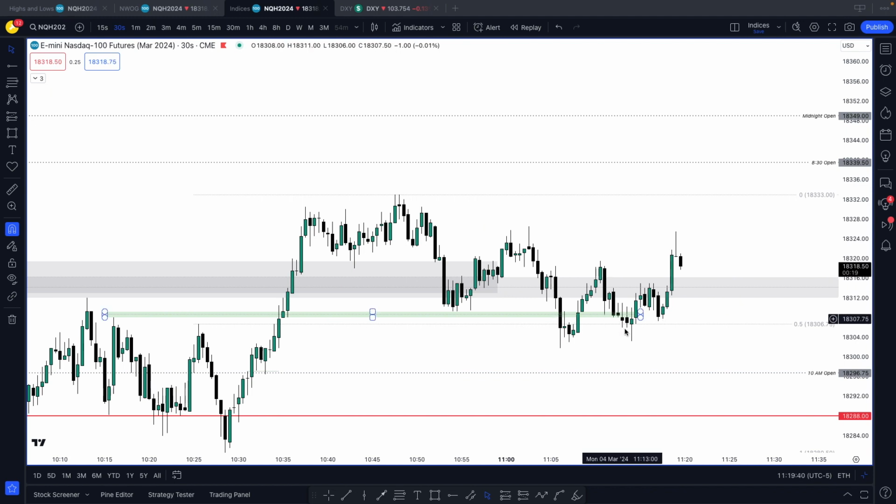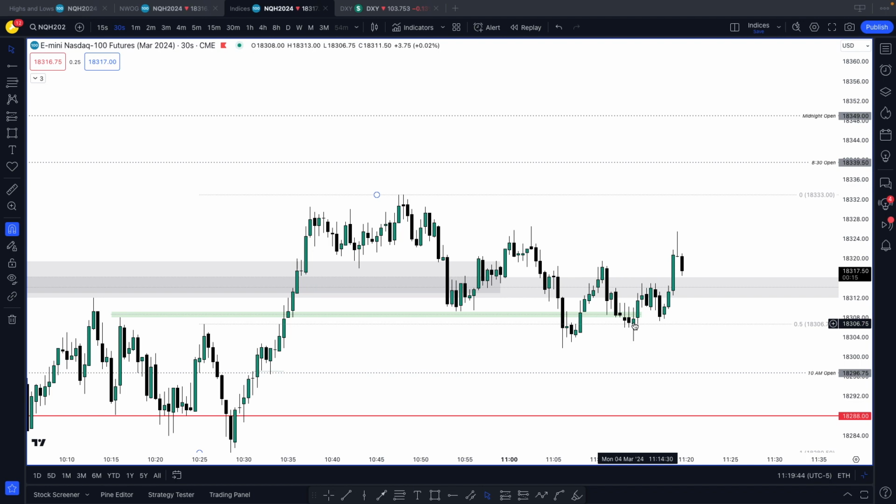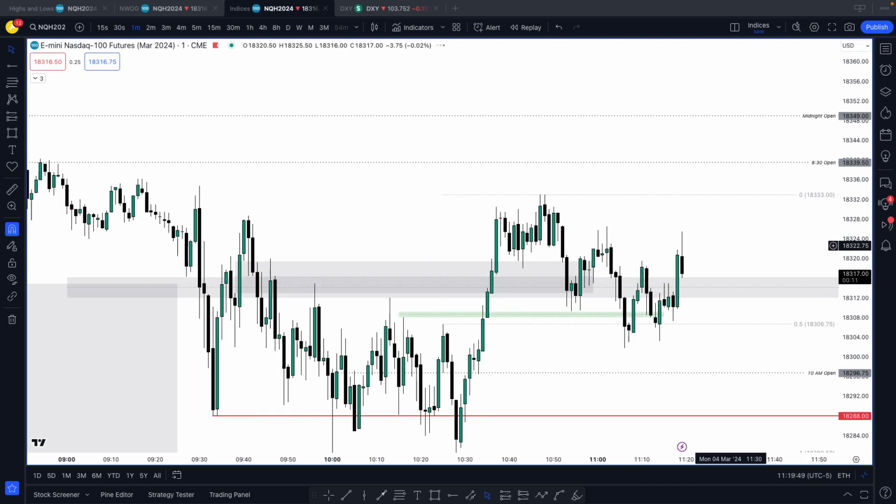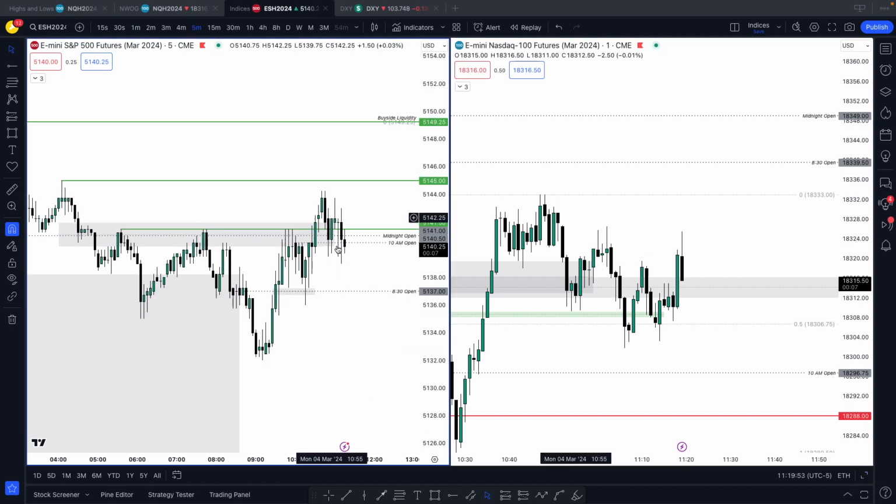Okay, so that 30-second model that you mentioned there, Douglas, that one would have played out there as well. Very nice. ES just back into consolidation down here. We're tracing back below midnight and 10 a.m. open.